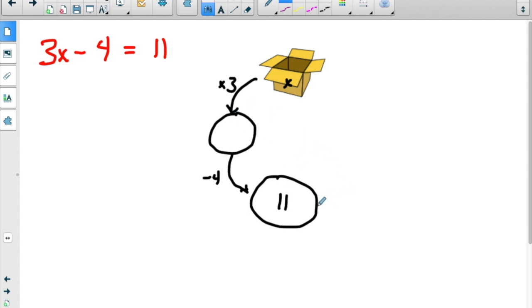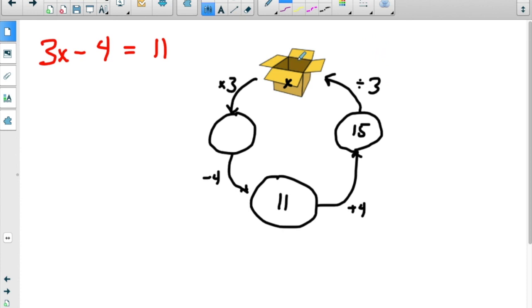Okay? So now we have to reverse the process. Instead of subtract 4, we're going to do plus 4. And that gives us 15. And then one last operation. Instead of times 3, we're going to divide by 3. And we get 5.